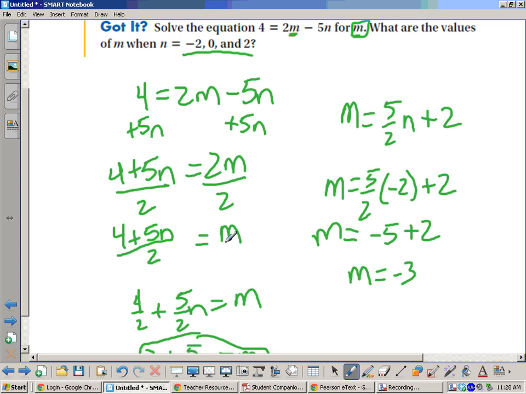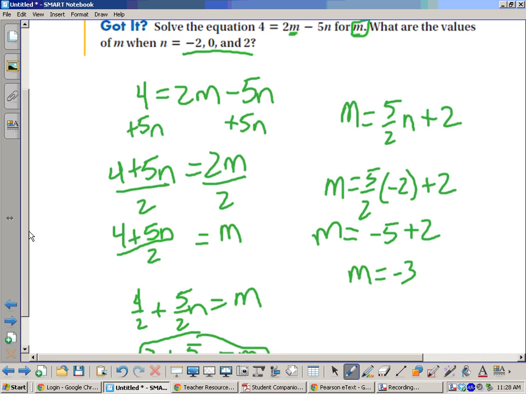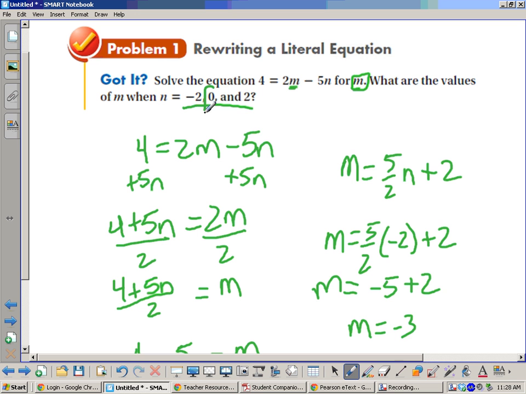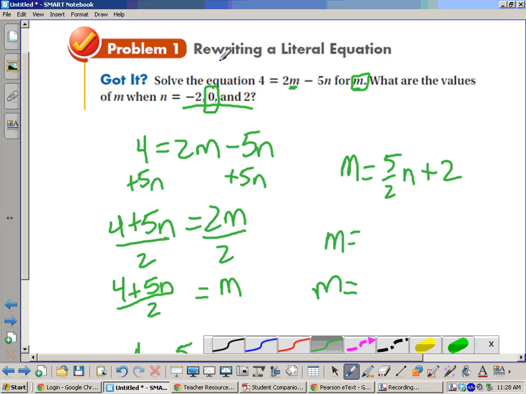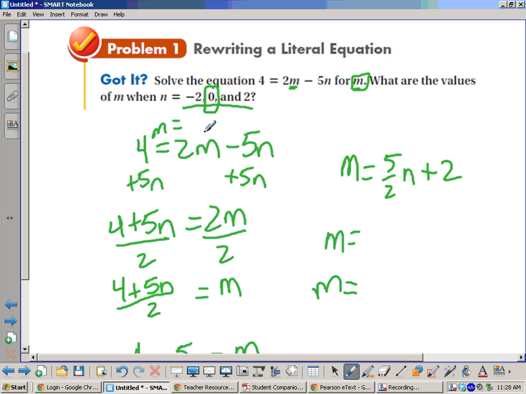So we're going to do the same thing now. We're going to do the same thing with n equals 0. So we go into here and I'm just going to erase this and redo the problem with, so we had m equals -3 for this one. So for n equals -2, we got -3. For 0, we're going to put 0 in now.